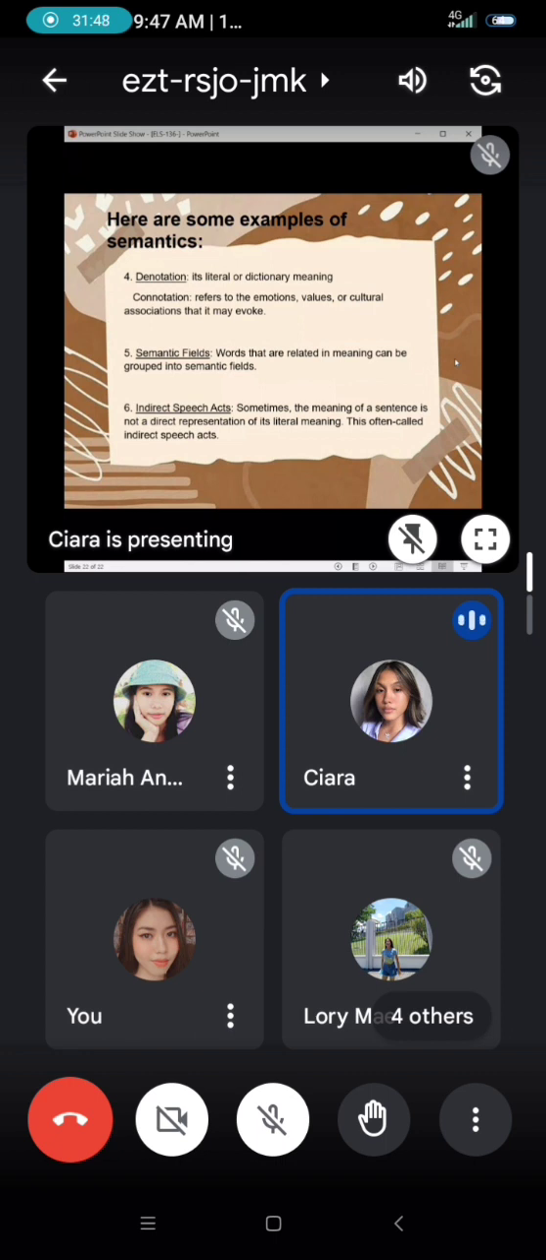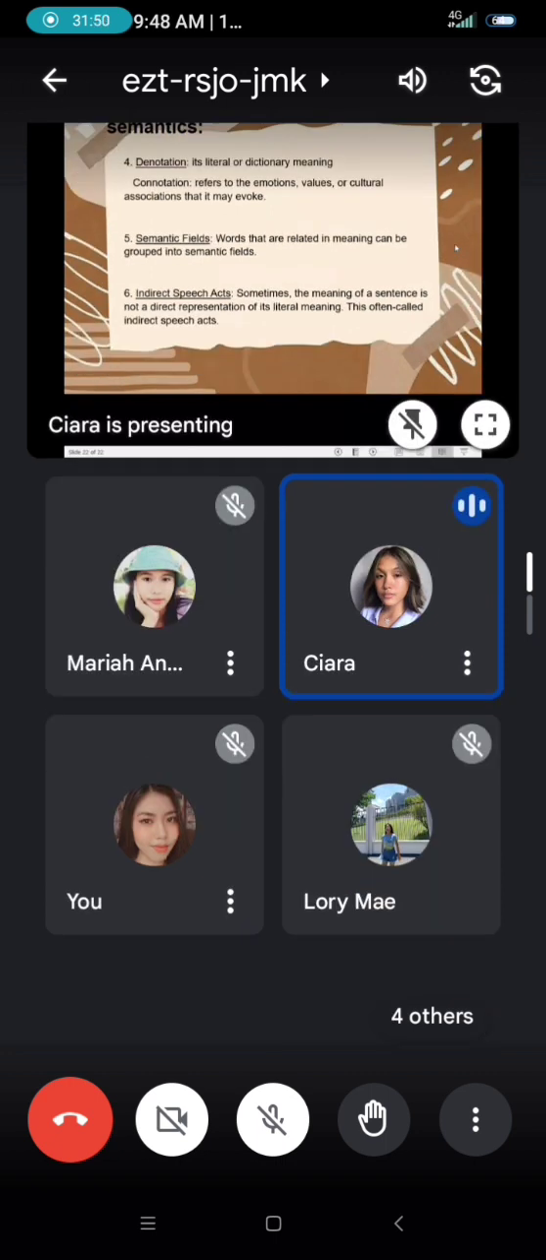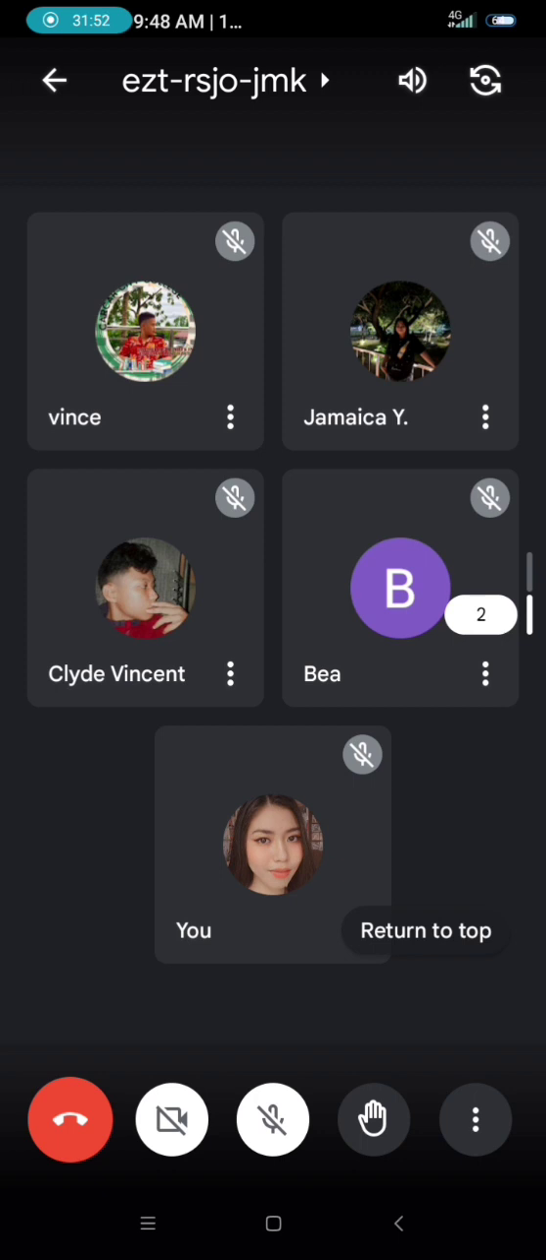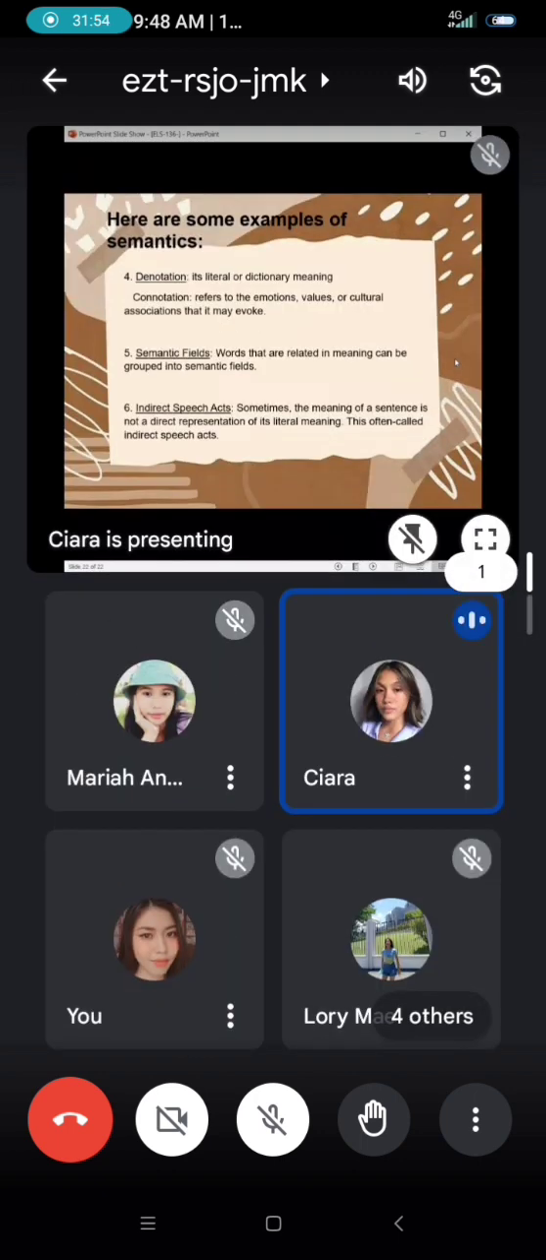Sometimes the meaning of a sentence is not a direct representation of its literal meaning. This is often called indirect speech acts. For example, saying, "Can you pass the salt?" is not just a question about ability, but also a polite way of asking someone to pass it.